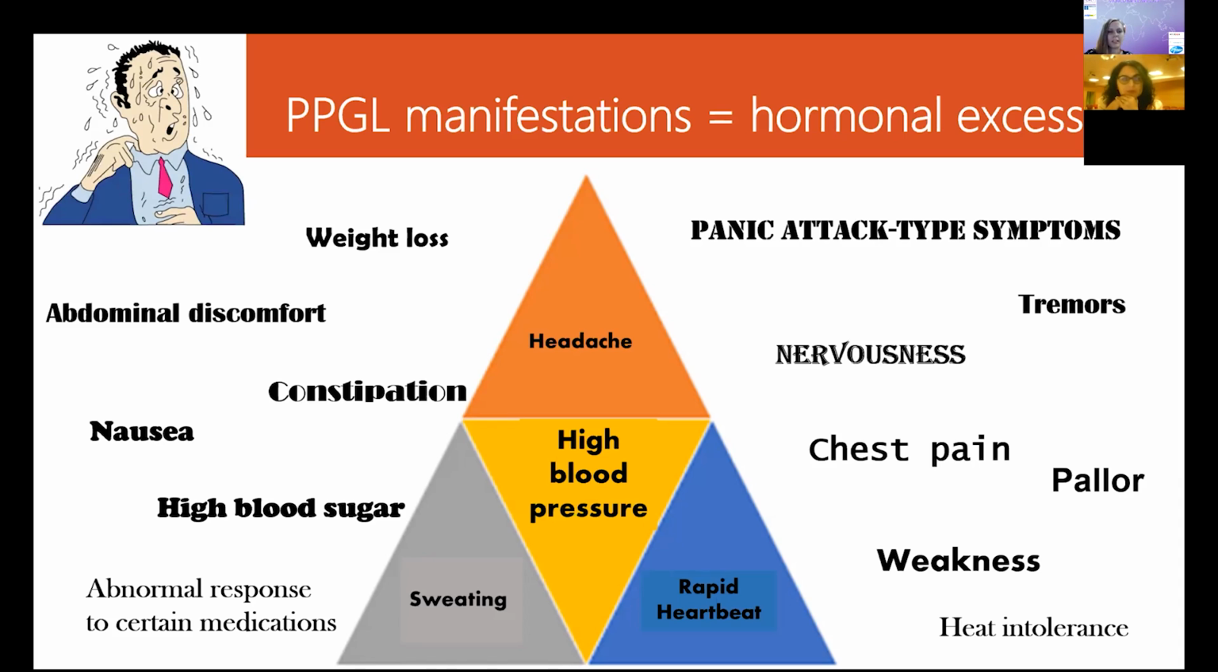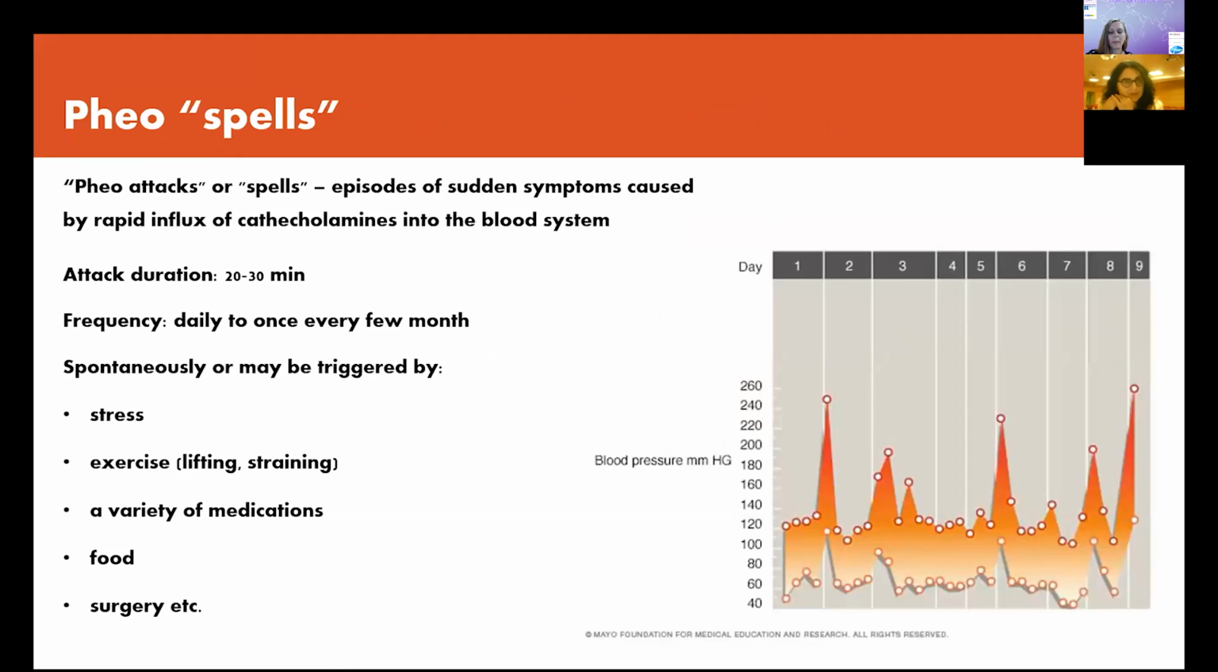In some patients, there is an elevation of blood sugar, heat intolerance, and abnormal response to certain medications, for example, steroids that can cause the surge of catecholamines in the blood circulation. Another characteristic manifestation is a PHEO attack, or we call it also spells. Those are episodes of sudden symptoms caused by a rapid influx of catecholamines into the blood system.